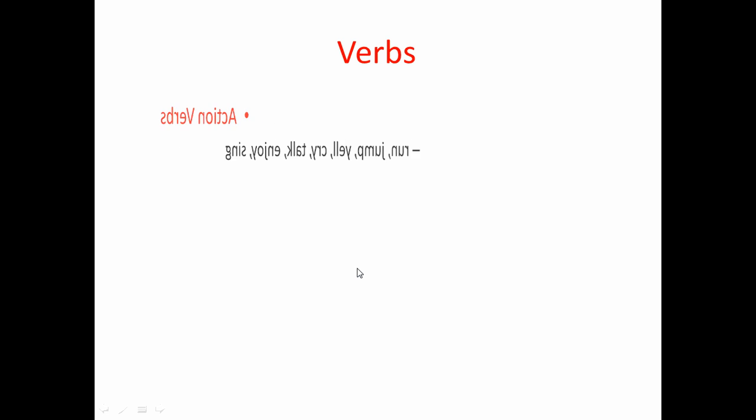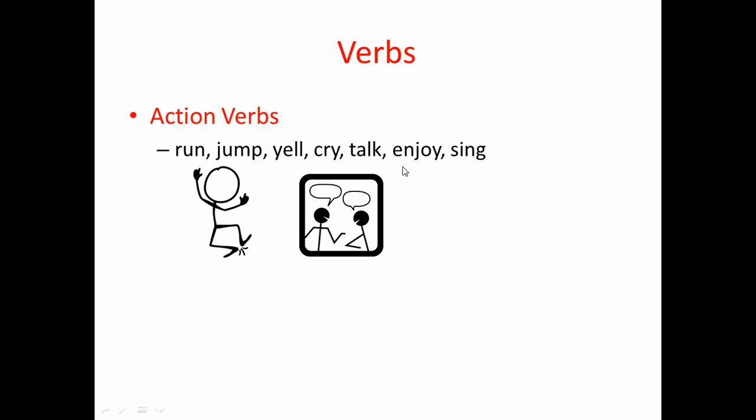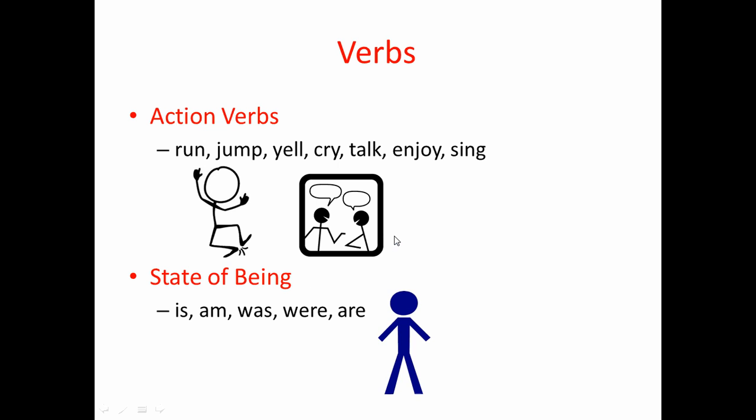We learned about two types of verbs. Action verbs, like running, jumping, yelling, crying, talking, enjoy, or sing, or state of being verbs, where we can't really observe or see any action, but it's still a necessary part of a sentence. I sang a song to you that sounded like row, row, row your boat to help you remember these. Is, am, was, were, are. These are state of being verbs. Now, you're ready for the new stuff.